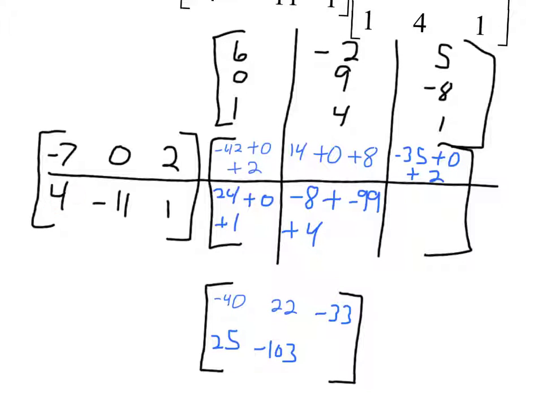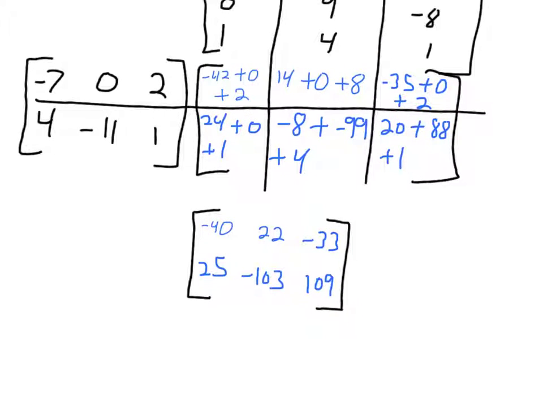So 4 times 5 is 20. Negative 11 times negative 8 is positive 88. And 1 times 1 is 1. So, all right. 20 plus 88 is 108. And then plus 1 makes 109. And there you have your answer. Again, make sure you write your final answer just as a regular looking matrix. You can draw the grid lines and everything as you're working, but in your final answer, it should just look like a regular, straightforward matrix. So that's your answer.